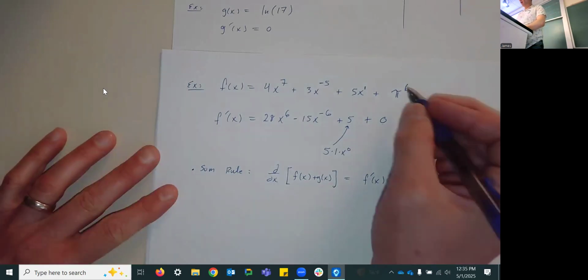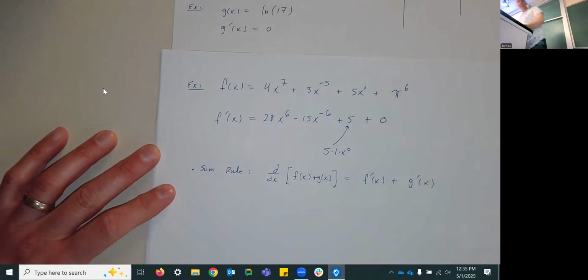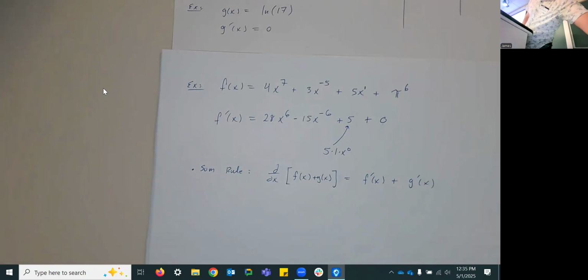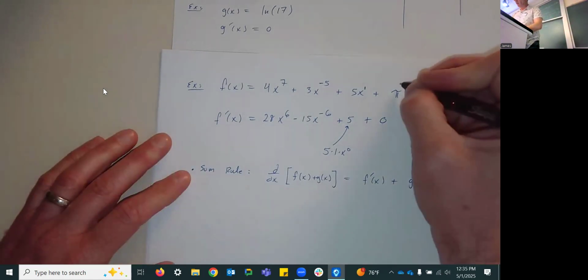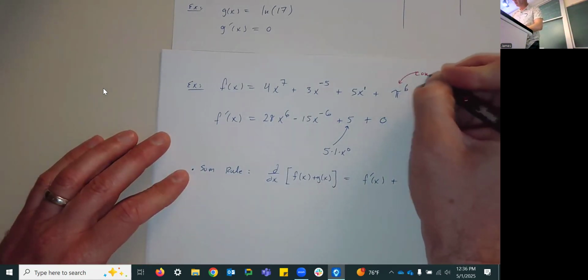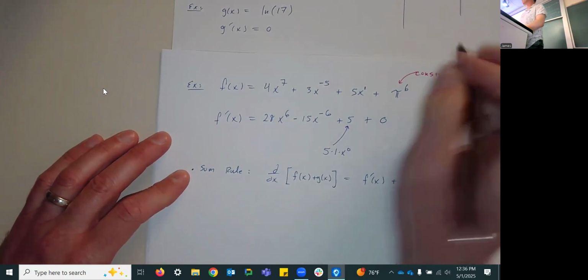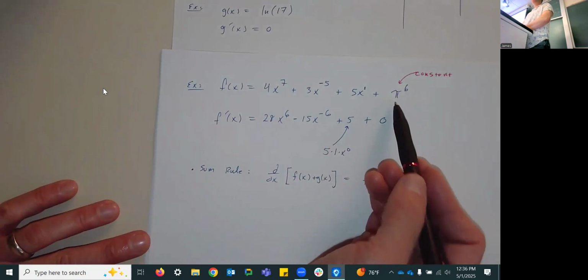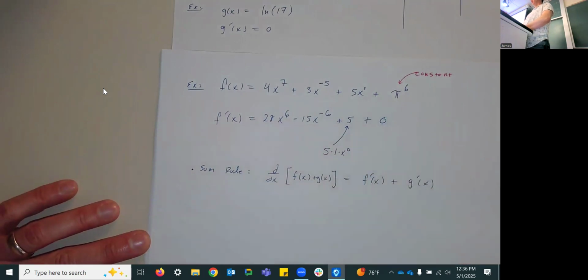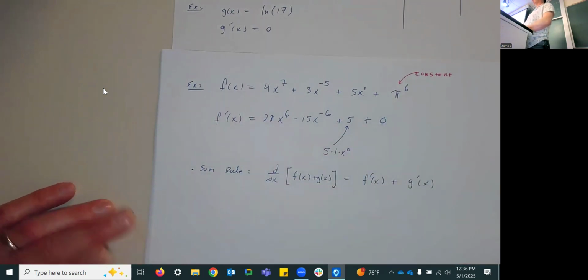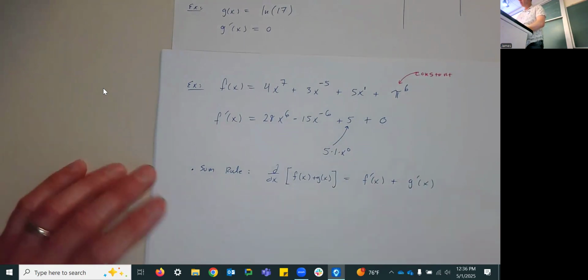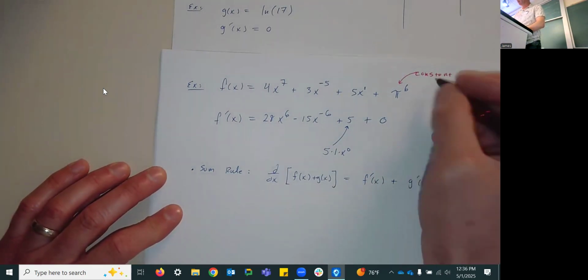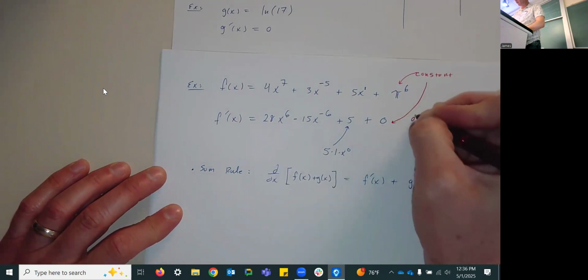Yes, the derivative of pi to the 6th, well, pi to the 6th power is a constant. It's somewhere in the neighborhood of 800. But since, right, that's a constant. How do I know it's a constant? What am I looking for? Right, do I see any variables there? I do not. Pi is not a variable. Pi is a number. It's 3.14, whatever. So since that's a constant, its derivative has to be 0.